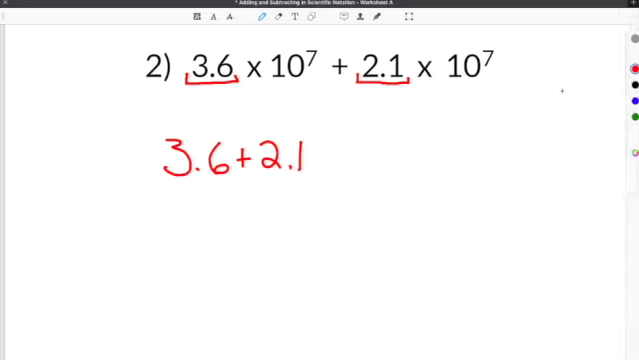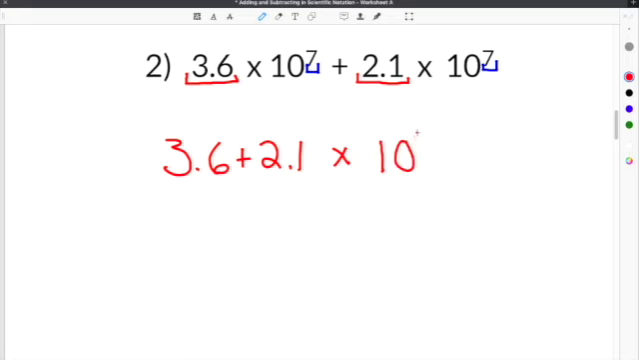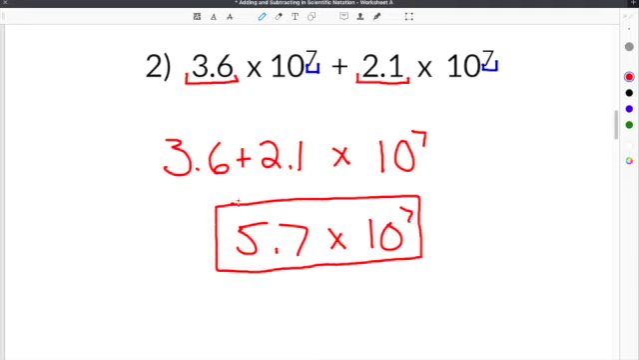Now if you look at our power of 10, our exponent is the same for each power of 10. 10 to the 7th here and 10 to the 7th here. So we do not have to change the exponent on the power of 10 because it is already equal. We will just rewrite 10 to the 7th power underneath of our problem. Then we're going to go ahead and add our coefficients. 3.6 plus 2.1 is 5.7, and then we'll do times 10, and then we'll bring down the 7. So our solution will be 5.7 times 10 to the 7th power.